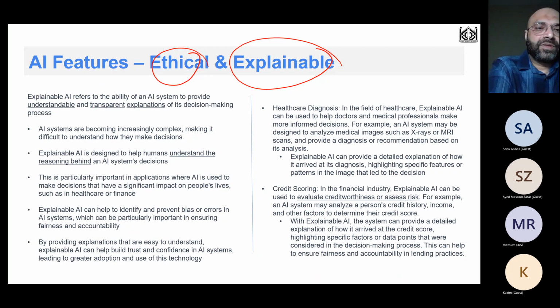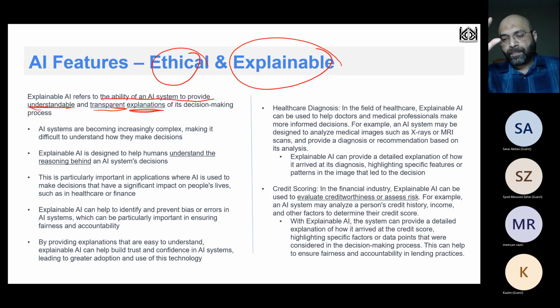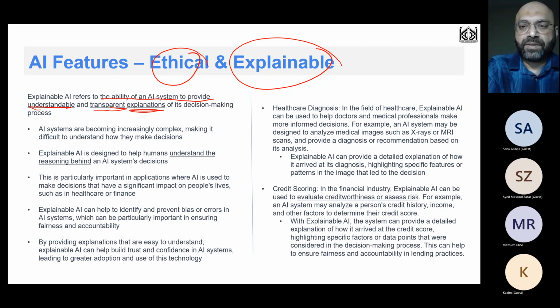Explainable AI refers to the ability of an AI system to provide an understandable, transparent explanation of its decision-making process. So if the AI system is making any decision based off of the algorithm that was fed into it, if I wrote that, I should be able to provide a transparent explanation and understandability of it, so that it is not a black box to a person.